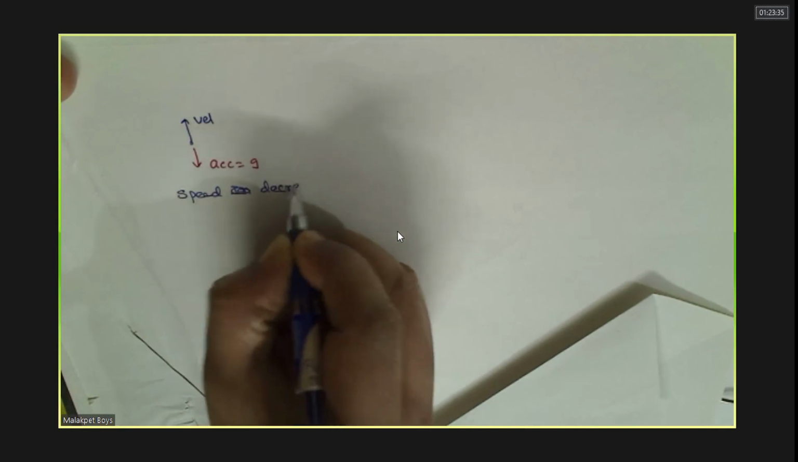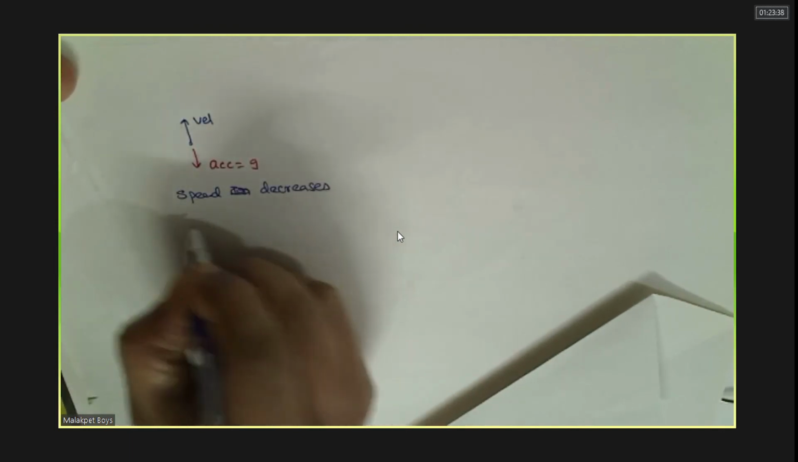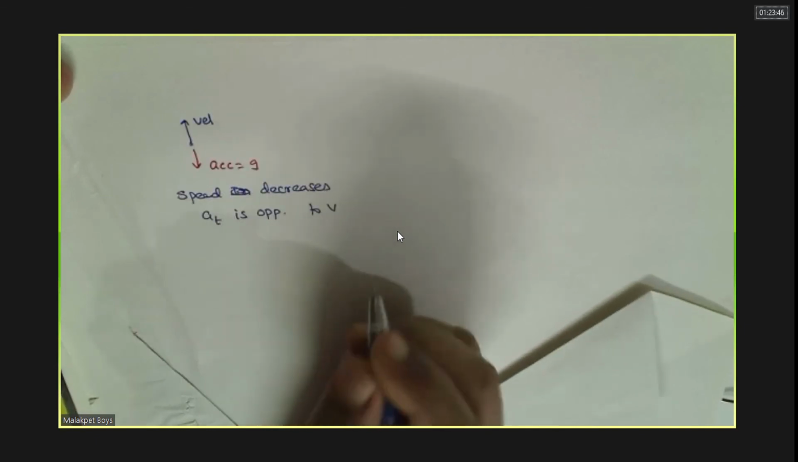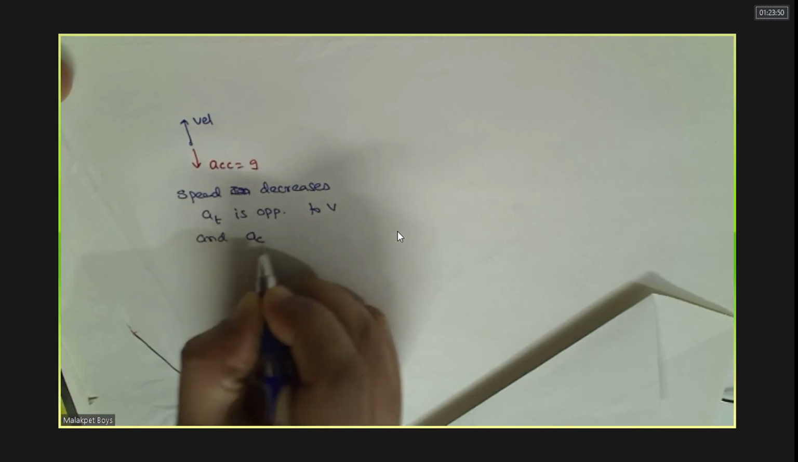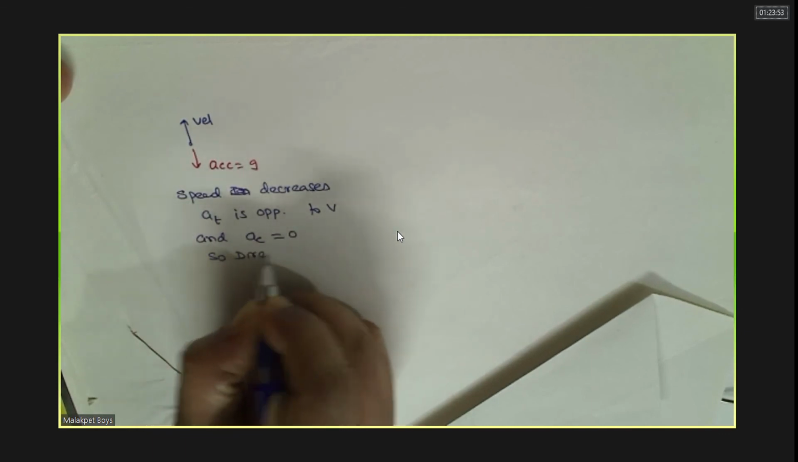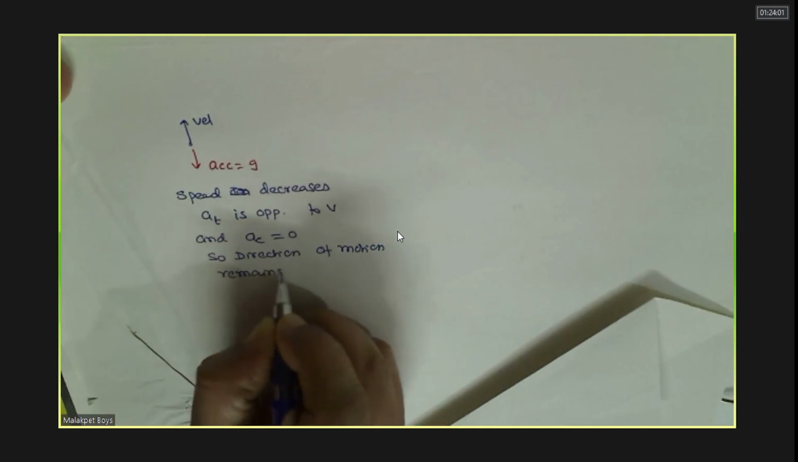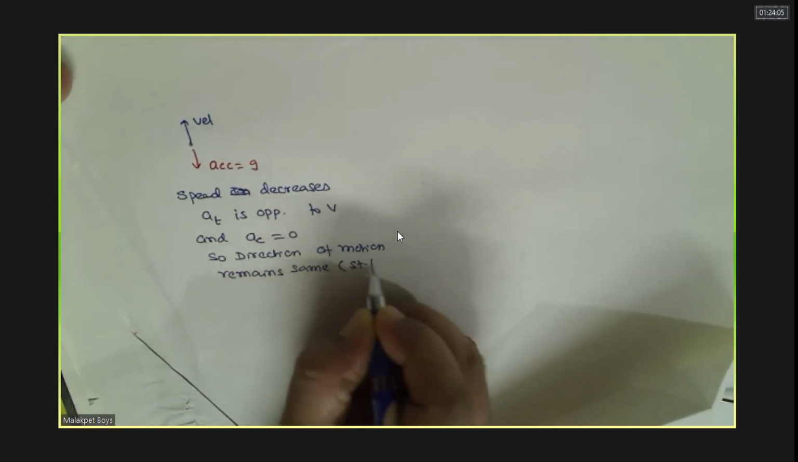See, suppose you throw a particle like this. You know that gravity is this side, no? So what happens? Speed decreases. Do you agree with this or not? Why? Here, AT is opposite to V. Agreed? And AC is zero. So direction remains the same. A straight line only, no? Clear? Followed this or not?